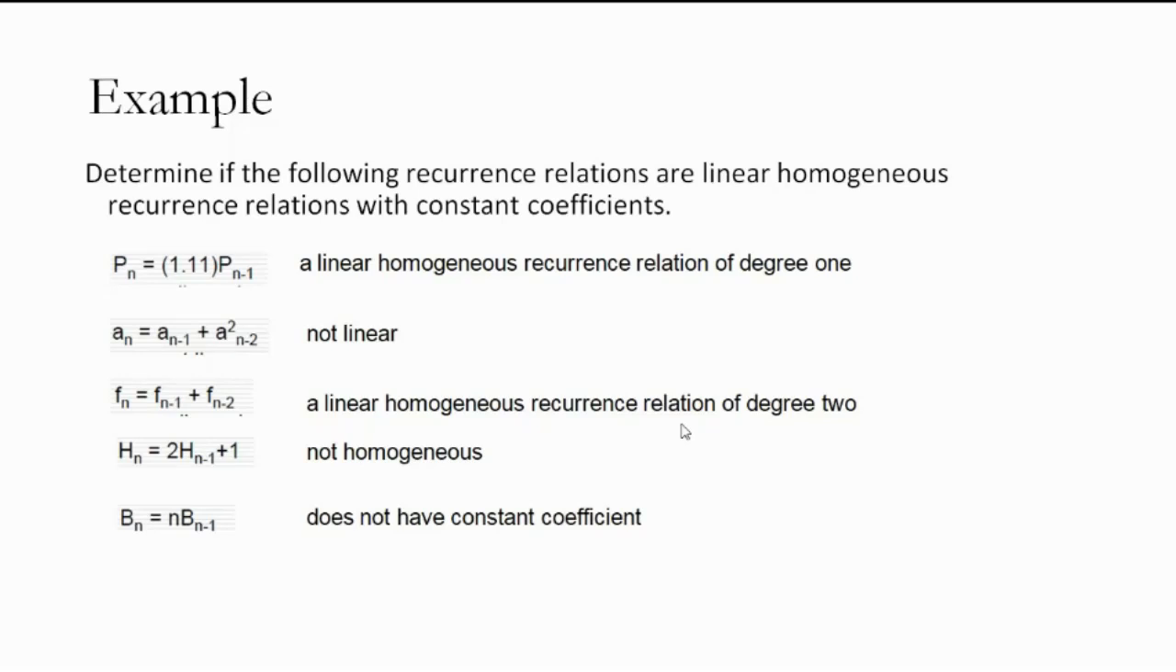Fn is equal to Fn minus 1 plus Fn minus 2. So obviously it is a linear homogeneous recurrence relation of degree 2, because you are going to take the previous 2 steps. Hn is equal to 2 Hn minus 1 plus 1. No, because if it is, for example, 2 Hn minus 1 plus 2, then we can think it is a linear one, but plus 1 is there. Bn is equal to n bn minus 1. This does not have a constant coefficient. It is variable, so that is the reason it is not constant.